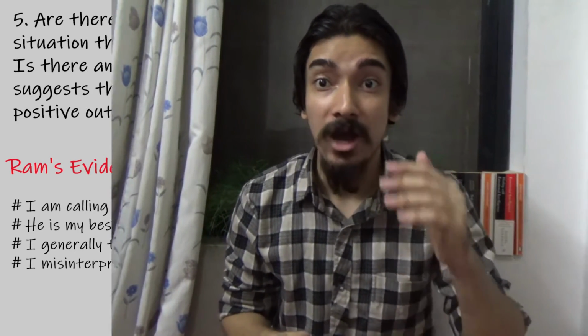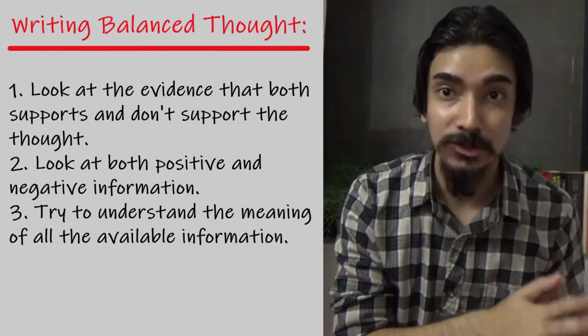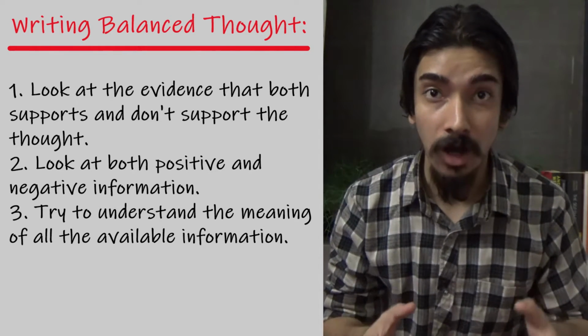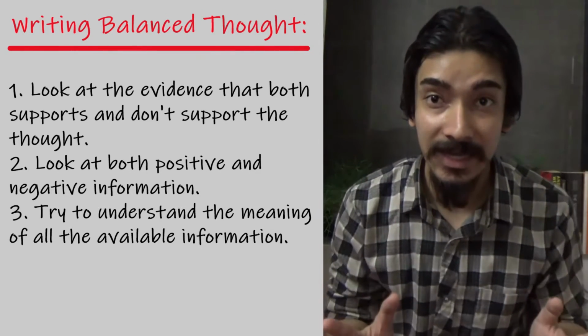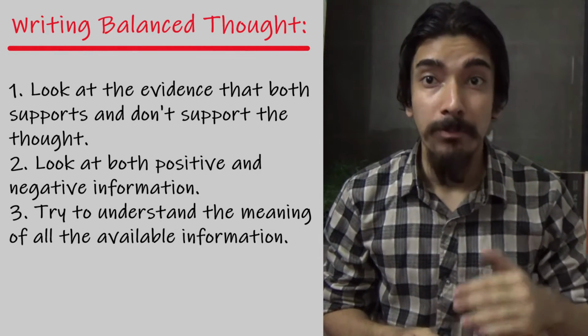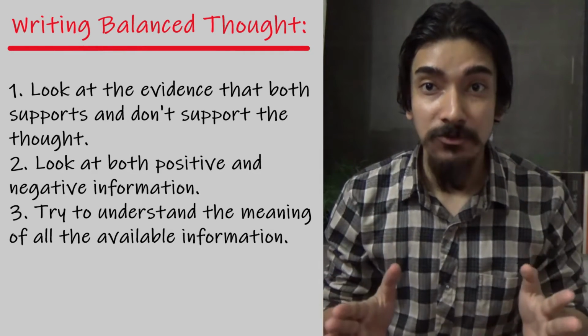After this step, after finding out the evidence that supports and that does not support the automatic or distressing thought, we need to look for the balanced thought. We can find out the balanced thought by looking at both the evidence that supports and that doesn't support our automatic thought. This balanced thought takes into account both positive and negative information. It is an attempt to understand the meaning of all the available information. To get our balanced thought, we need to ask the following questions.